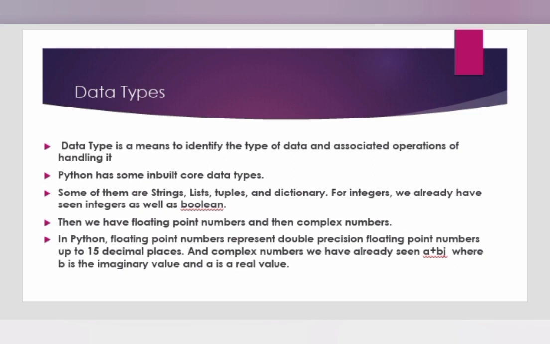So Python has got some inbuilt core data types. Some of them are string, tuple, lists, dictionaries. All these are available in Python itself. And we have got integers also as well as boolean and floating point numbers. The floating point numbers means the numbers to be used in decimal places, which have got a double precision, and the decimal places can be up to 15 decimal places. And complex numbers we have already seen previously.